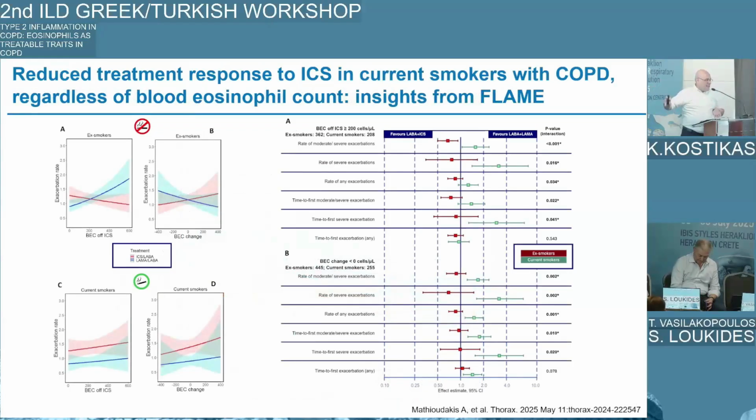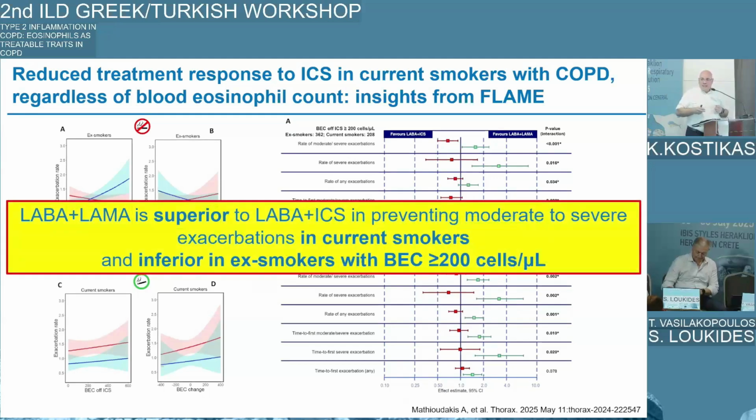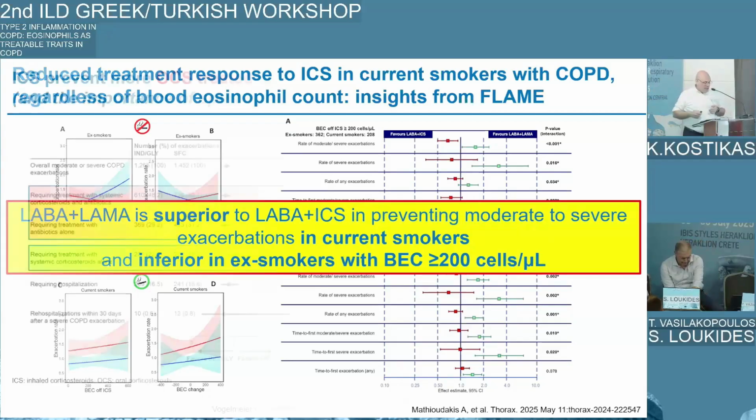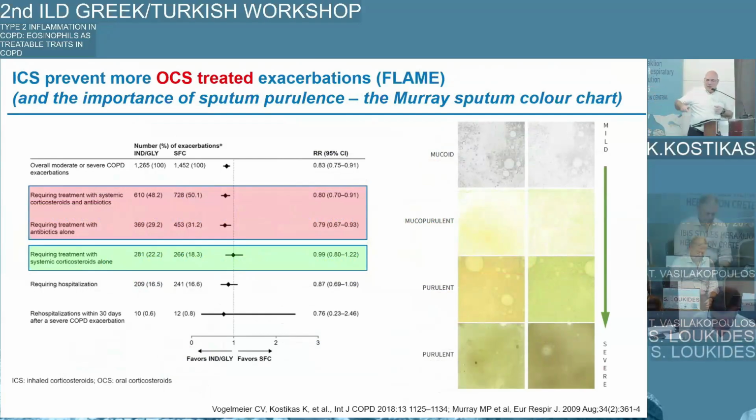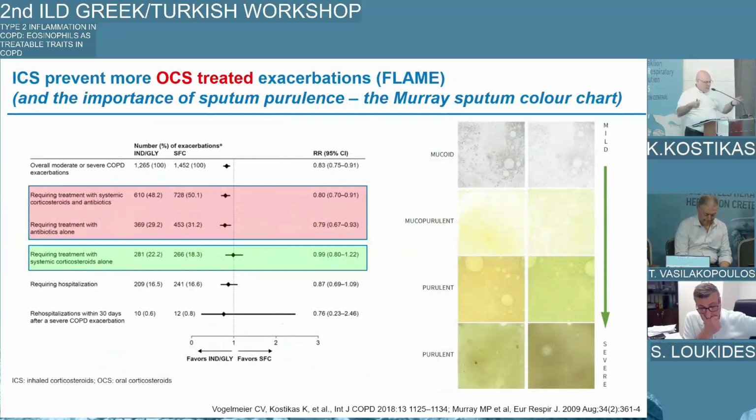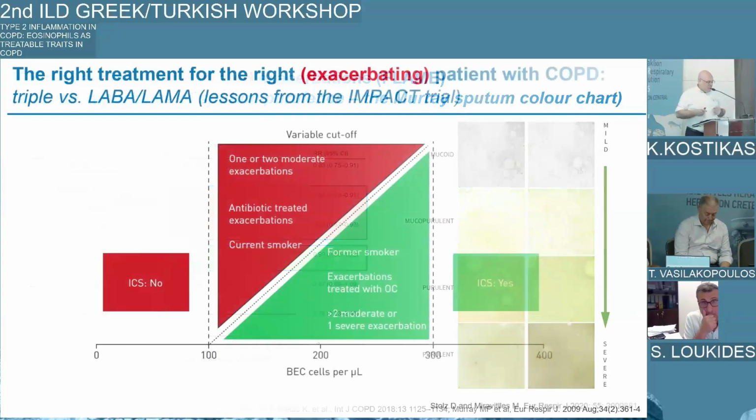And this is very recent data from last month. This comes from the FLAME study. And Alexander Mattheudakis has shown that LABA-LAMA is better than LABA-ICS, with the exception of patients who are ex-smokers with high blood eosinophils. Here the cut point is 200. So to cut a long story short, you have argued again in favor of what I'm showing here from another post hoc analysis of FLAME, not the one that we co-authored, another one. In this post hoc analysis, patients who will benefit from ICS are those who are treated with OCS during exacerbation. So we need to phenotype and endotype exacerbations also, not only using blood eosinophils.